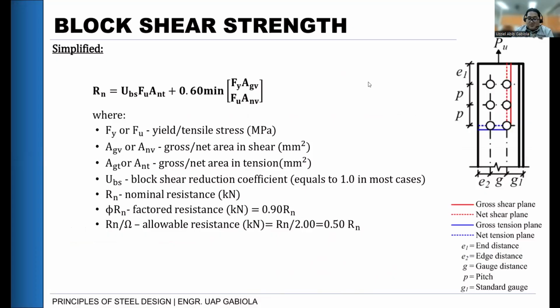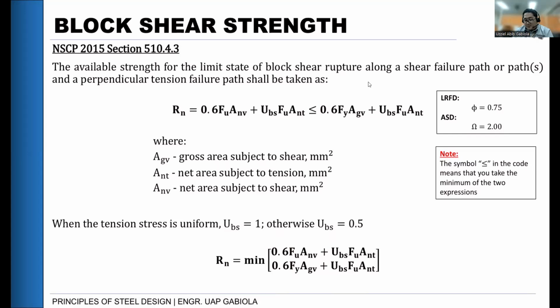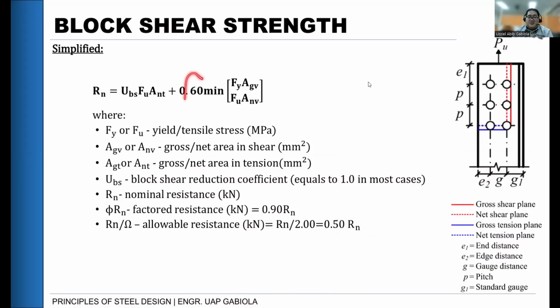So Rn is equal to UBS, FuAnt. That comes from the previous formula. Here it is. I factored out what is common, since we will use it in both. And then the factor 0.6, I took out as well. So what we only need to calculate is the minimum between FyAgv and FuAnt, to simplify the consideration for the value that we need to put in the equation. Okay? So now, let us consider the new terms that we need to understand.